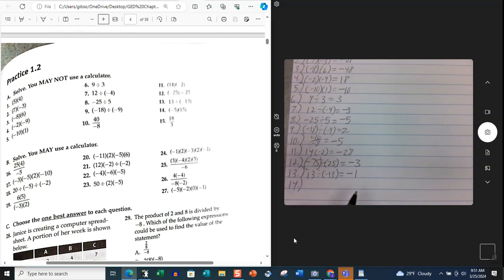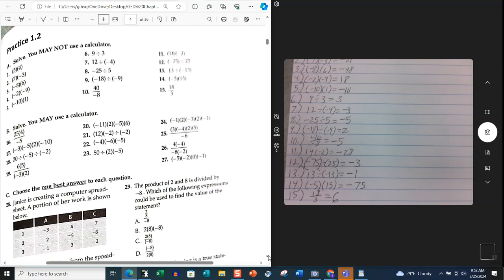Problem 14, we have negative 5 times 15. We have one negative symbol, so we carry over the negative sign. 5 times 15 is 75. So problem 15, we have 18 divided by 3. These are two positives, so we know our answer is going to be positive. 18 divided by 3 is 6. So that took care of the first 15 problems.